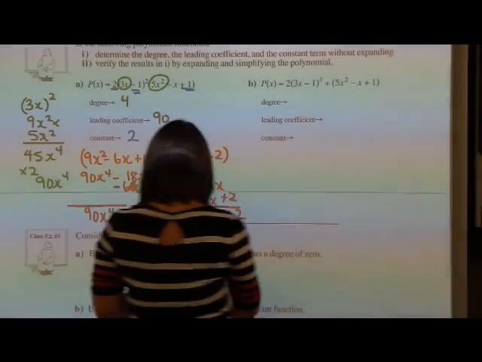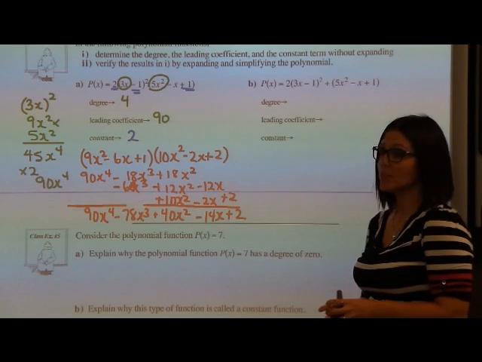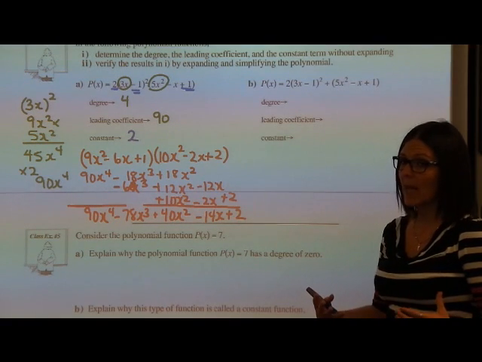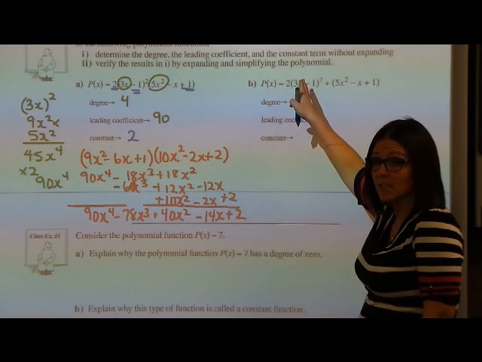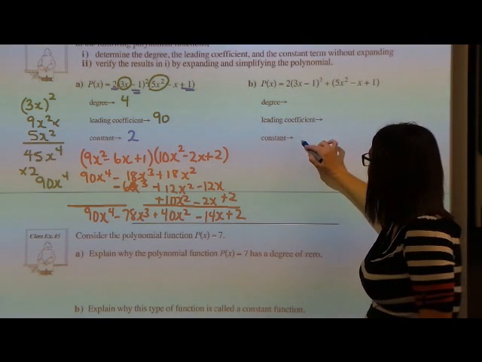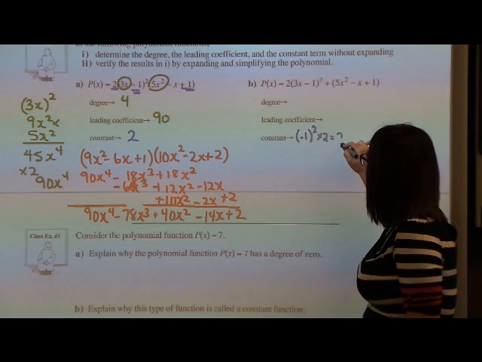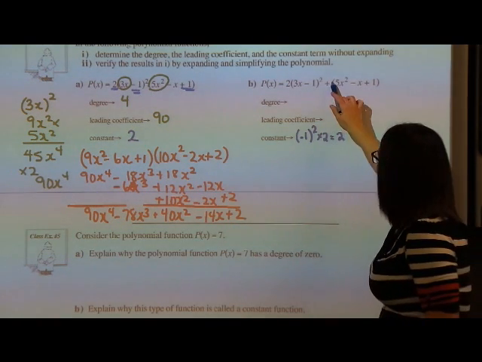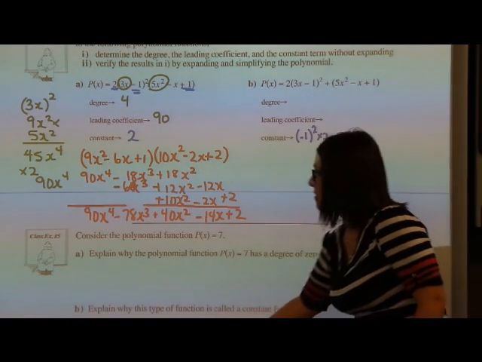Okay, so if I look at B, how does B differ from A? Plus instead of multiplying. So if I try to do this without expanding, when I think about my constant term, I'm going to take the -1 and square it, which is going to give me a +1. And then I'm going to multiply that by 2, which will give me 2. And then I'm going to add it to the other constant term, which would then give me 3.